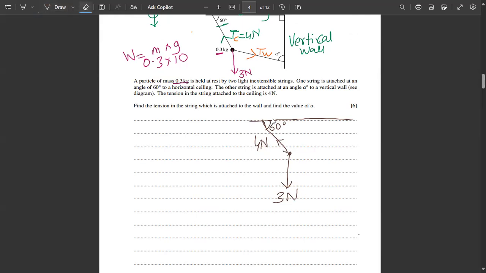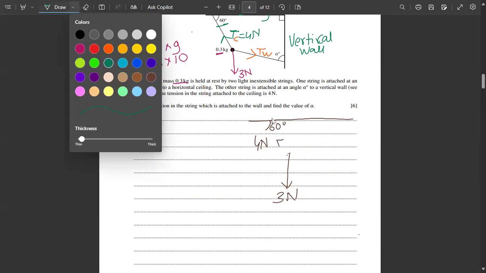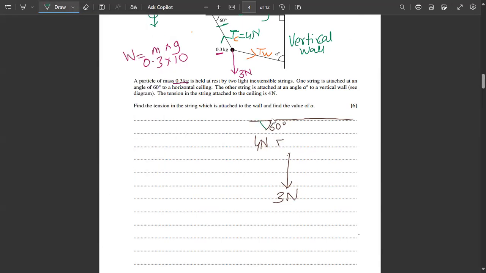Let me draw it in a better way with another pen. I'll have to resolve this green arrow into two components. One will be the horizontal component and the other will be a vertical component. And how do I do that? I know that this arrow is 4 Newton, right? Because that is the value of the tension the string holds.